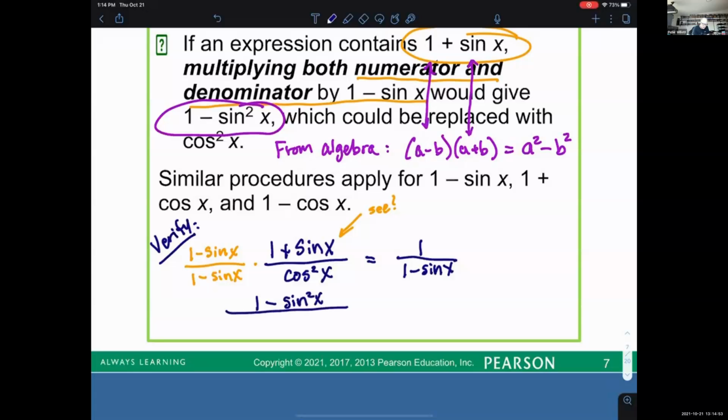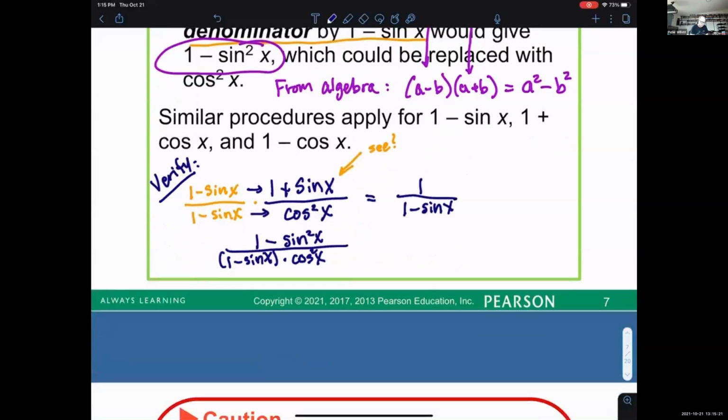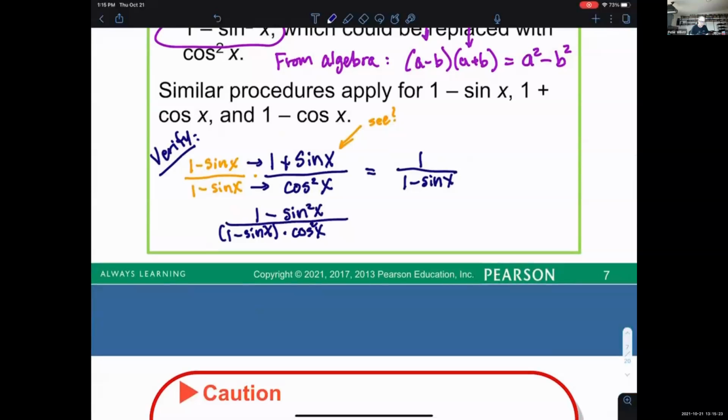Now I have to do that on the bottom too. So I have 1 minus sine x times cosine x in the bottom. So I multiplied across the top and I got this 1 minus sine squared, and I multiplied across the bottom and I just get 1 minus sine x times cosine squared x on the bottom. So I'm going to try to keep writing here. I'm going to go this way, I guess.